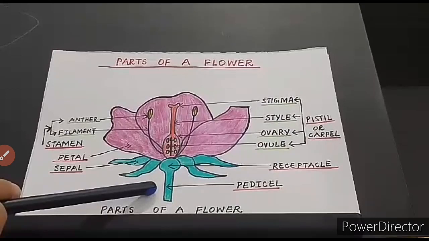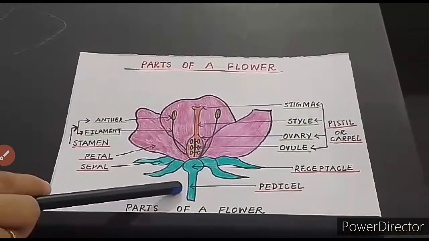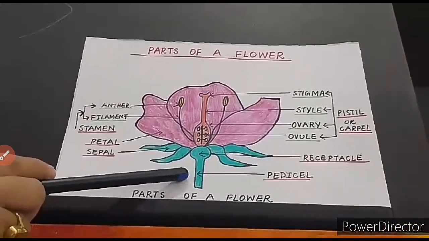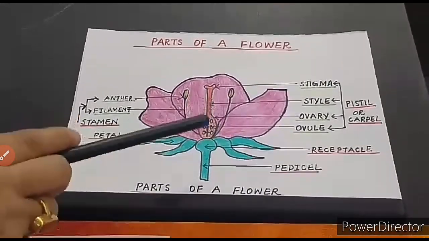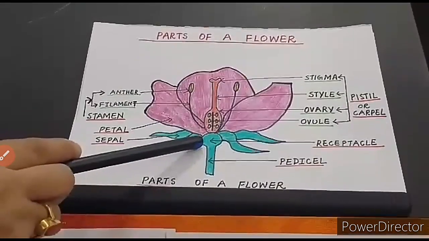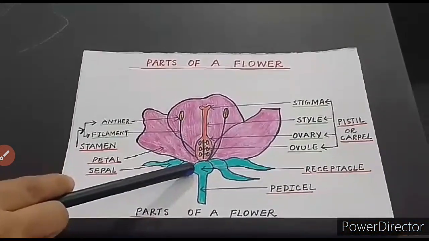Now, let us know about the parts of the flower. A flower grows from a bud. Can you see the green-like structure? This is called the pedicel. A flower is attached to the stem with the help of the pedicel.